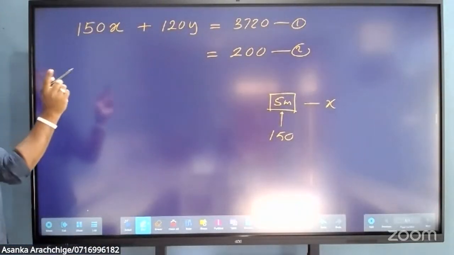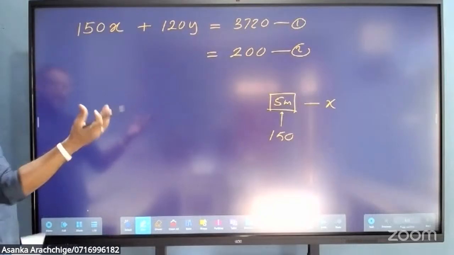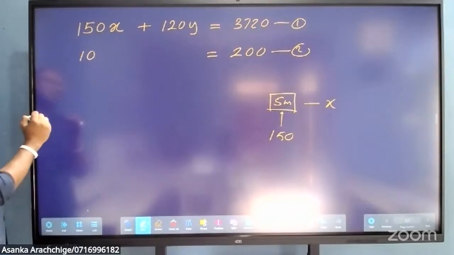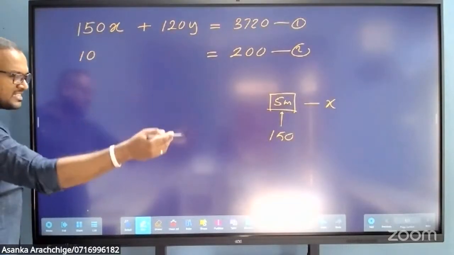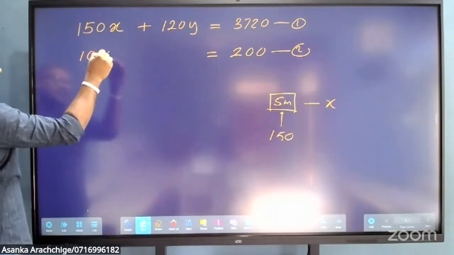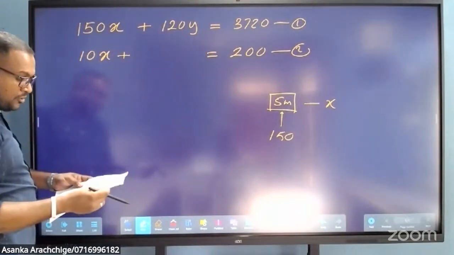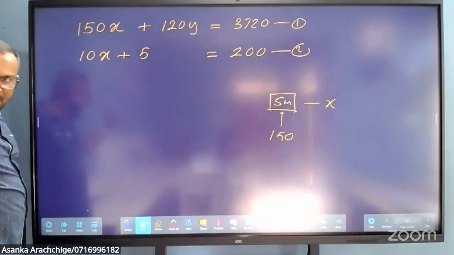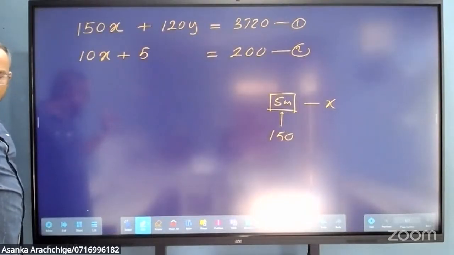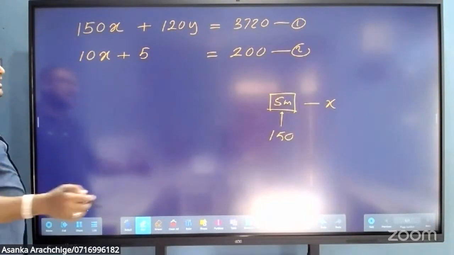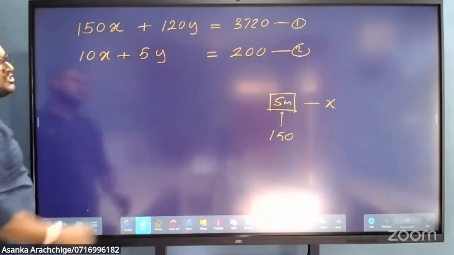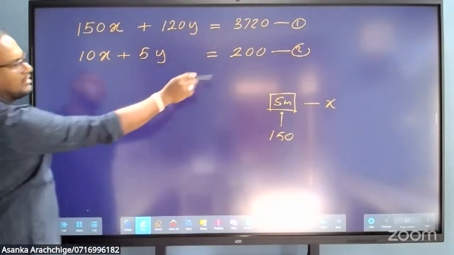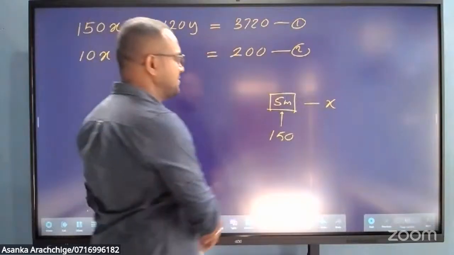In one pack there are 10 small plates. There are x packs, therefore 10x plus. There are 5 plates in one pack of large plates. Then there are y such packs. Then the total number of plates, 10x plus 5y, must be equal to 200.